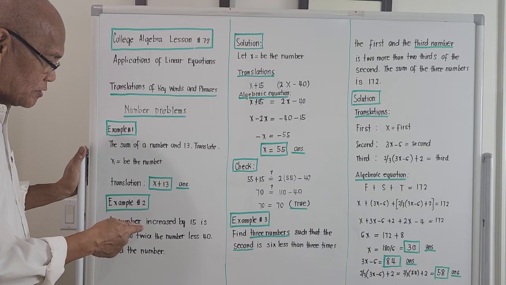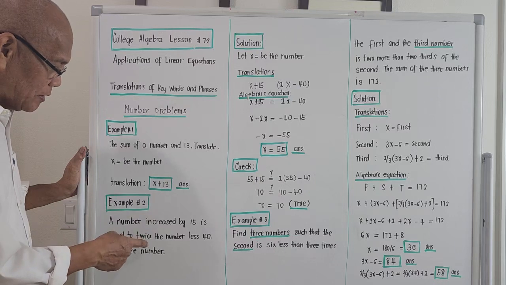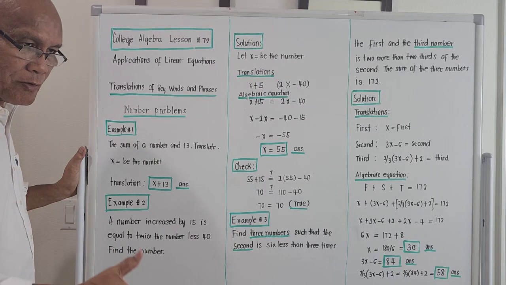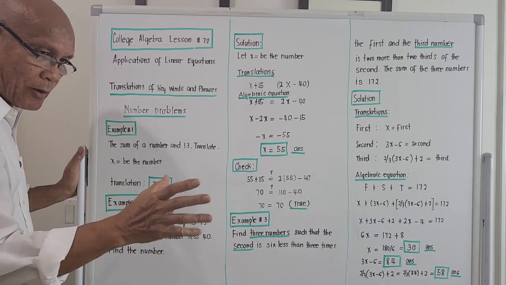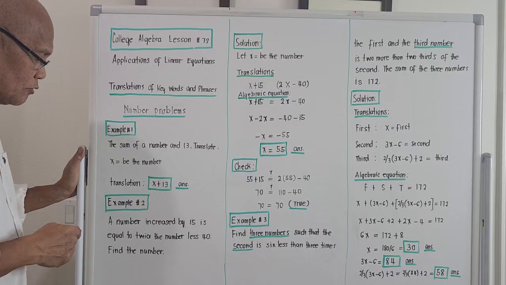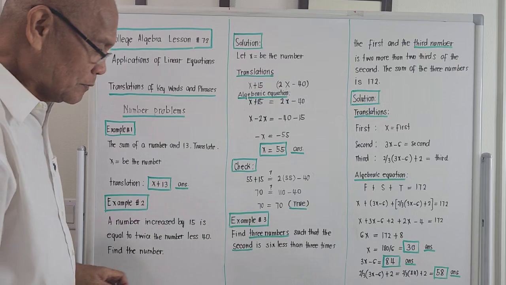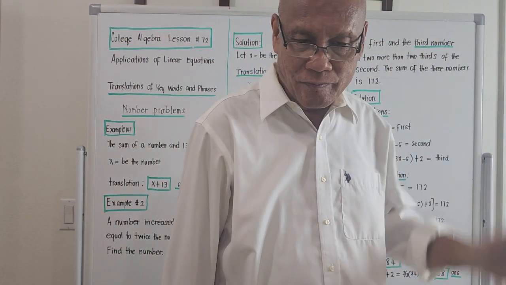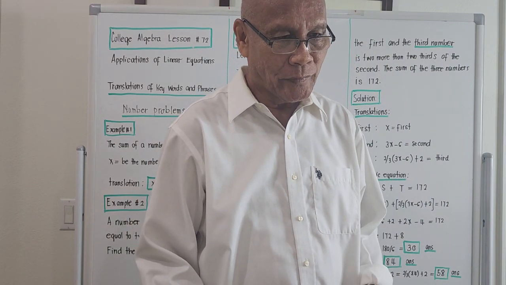A number increased by 15 is equal to twice the number less 40. Find the number. So this is now an actual verbal worded problem under number problems. I will repeat it. A number increased by 15 is equal to twice the number less 40. Find the number. If you are taking the SAT or CAT exam, at least you know how to understand the words or phrases of the problem.